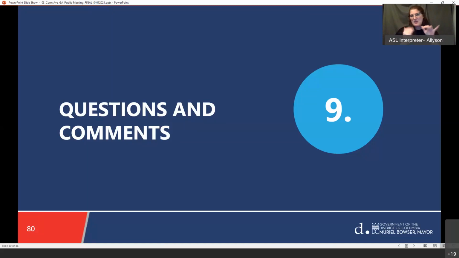Is that Mike or Will available? Yeah, this is George. George? Yeah, to restate the second part of the question. No problem. If alternative C is not chosen, then where does DDOT expect people on bikes to proceed through the corridor safely?